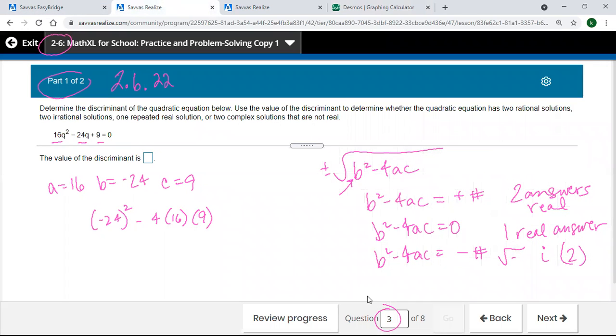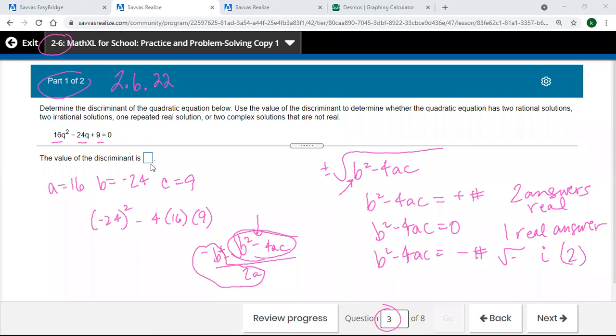because we would be doing the negative b plus or minus the square root of b squared minus 4ac. Because this is 0 in here, we just really have this as our one solution, because plus or minus 0 up here doesn't do anything. So the value of the discriminant is 0.